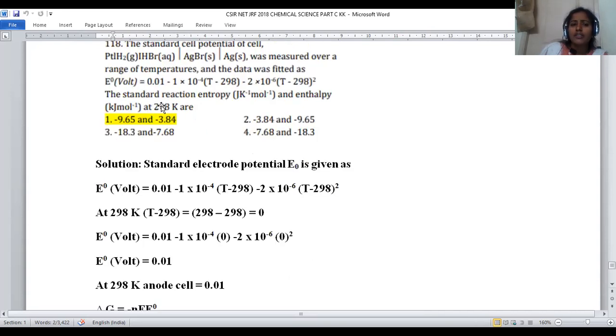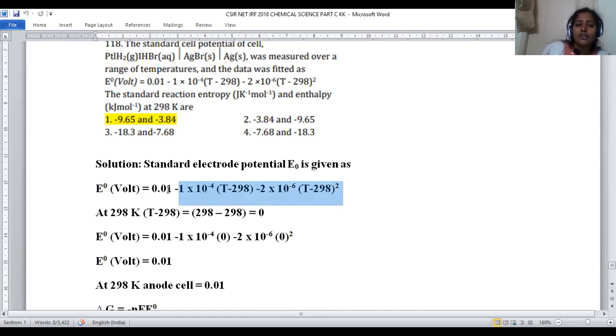The temperature provided within the problem will be 298. That's why it will become 298 minus 298. Here also 298 minus 298 square. So when this difference is taken, that becomes 0. 0 multiplied with any other factor, that entire term also becomes 0. So this total term becomes 0.